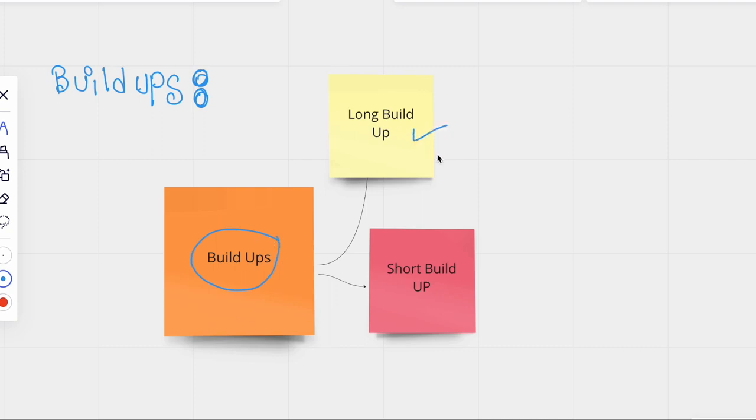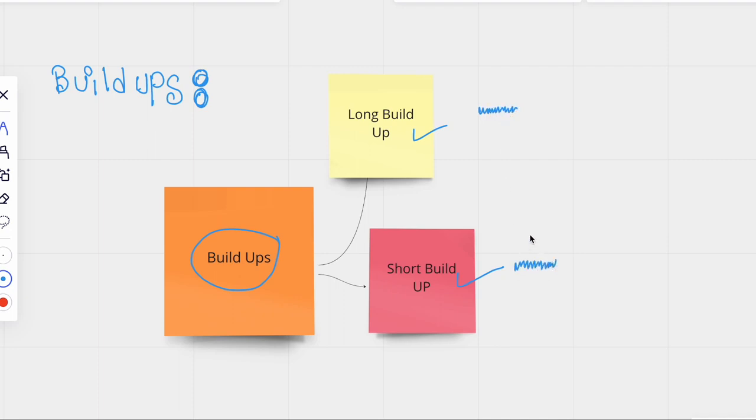So we have two ways of looking at a build-up: a long build-up and a short build-up. Long build-up implies that more investors are expecting the price to rise and are entering into long positions. On the other hand, short build-up implies that traders are expecting the price to come down and they are entering into short positions. If you look at the structure of a build-up, it will be kind of this, right? For short build-up also it is the same.